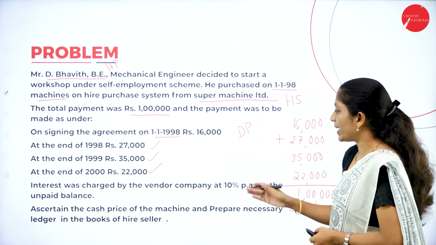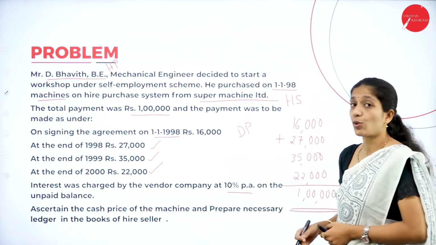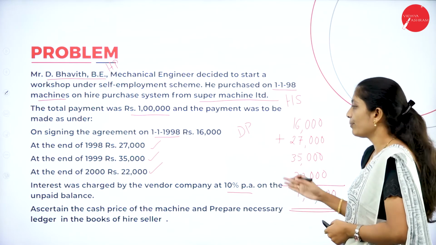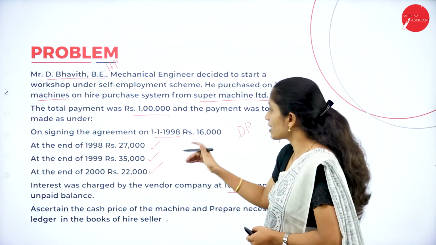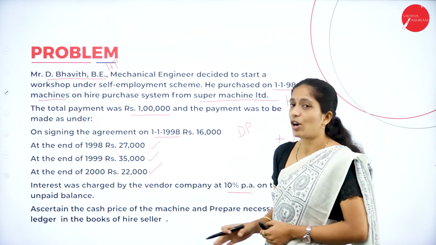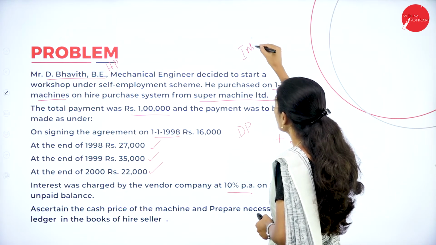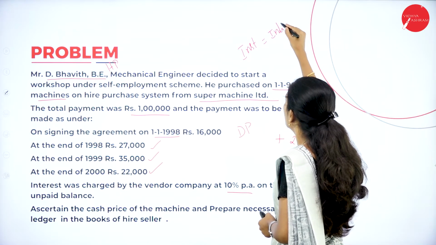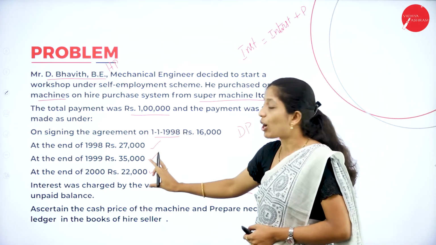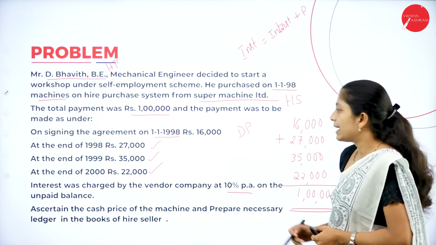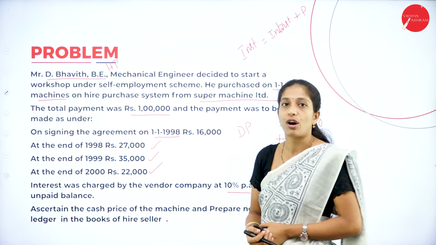Interest was charged by the vendor, that is the seller company, at 10% per annum. So what is the rate of interest? 10% per annum on the unpaid balance. So on the unpaid balance he has charged interest. That is, leaving this 16,000, for all these amounts he has charged interest. Because what is installment? Installment is equal to interest plus principal, right? So this amount includes interest also, interest of 10%. Ascertain the cash price of the machine and prepare necessary ledger accounts in the books of hire seller.